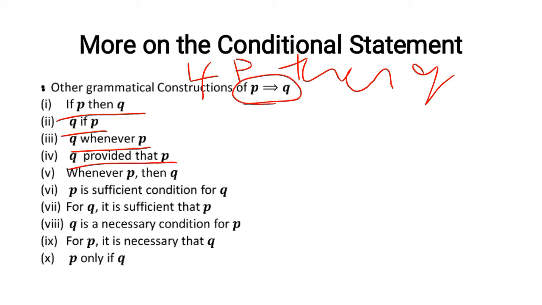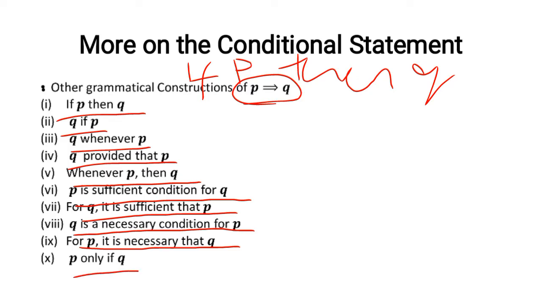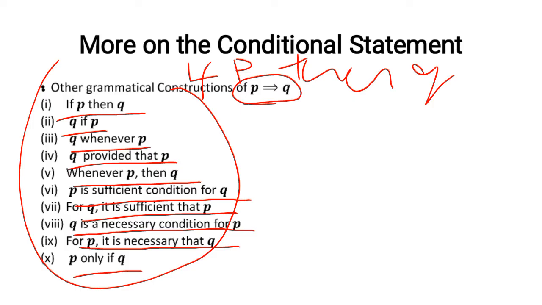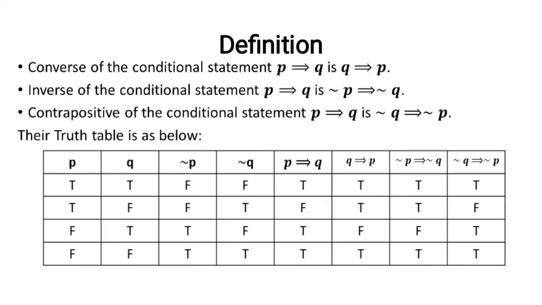Q provided P, whenever P then Q. P is a sufficient condition for Q. For Q it is sufficient that P. Q is a necessary condition for P. For P it is necessary that Q, and P only if Q. So those are ways of writing the same sentence. It just means P implies Q. So you need to know them by heart.